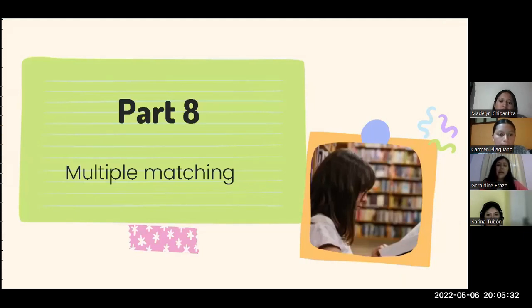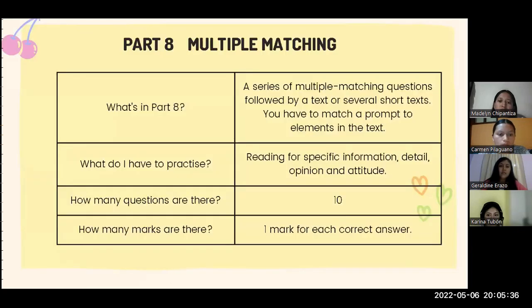Finally, part 8 is multiple matching. It is a series of multiple matching questions followed by a text or several short texts, and you have to match elements in the text. The candidate needs to practice reading for specific information, details, opinions, and attitudes. There are 10 questions to cover it, and it is 1 mark for each correct answer.